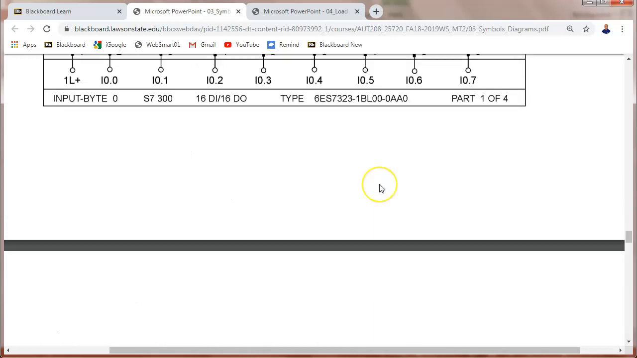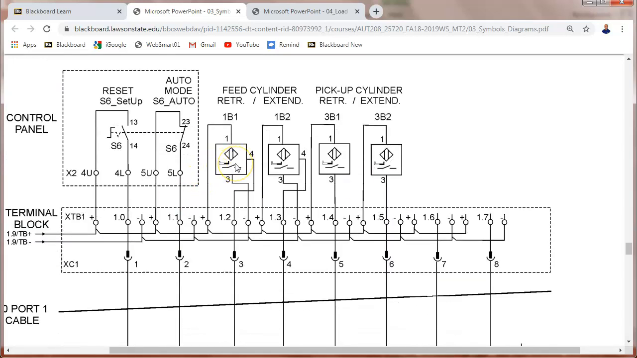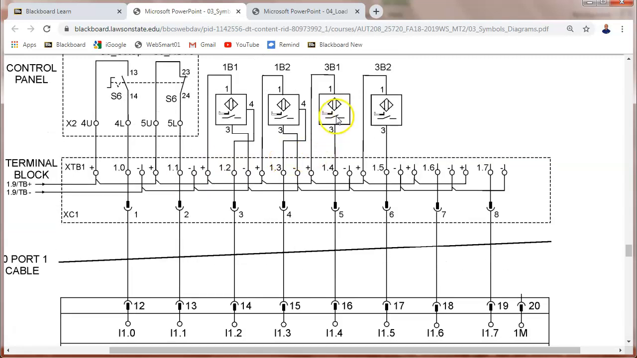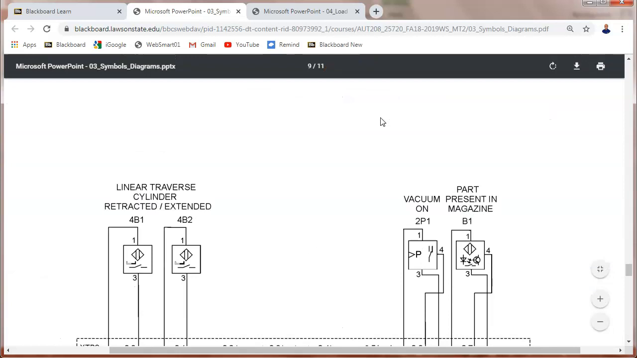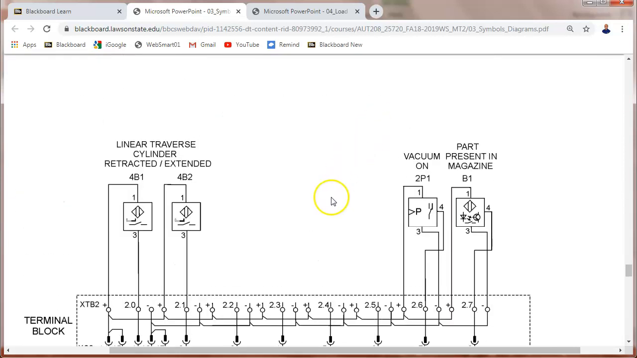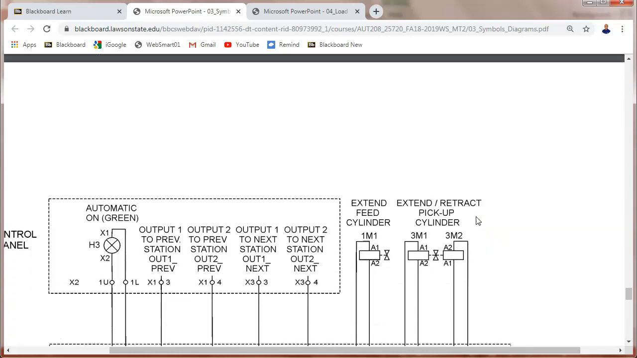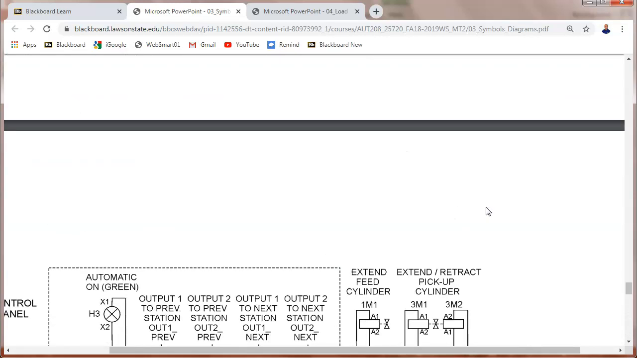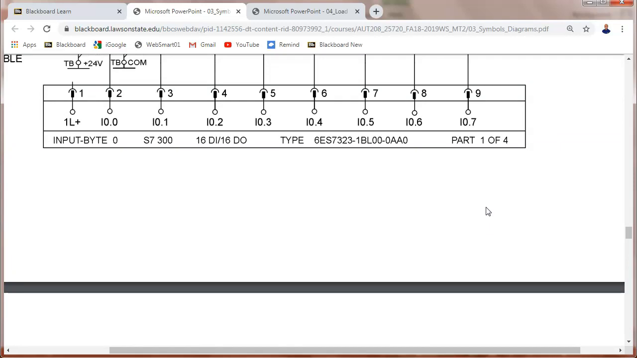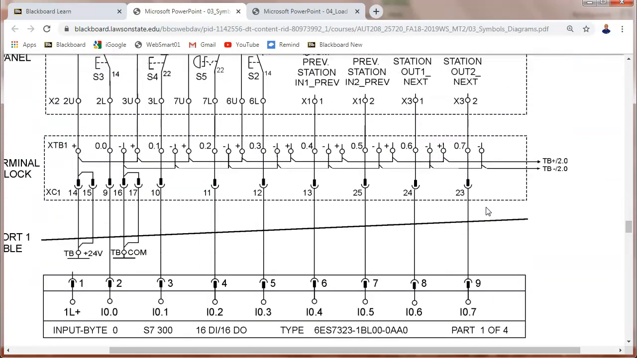Let's get to the next one. This is the sensor. So what type of sensor is this? Hall effect. This would be a reed switch. This would be a photoelectric. But this is a standard drawing for a PLC connection.